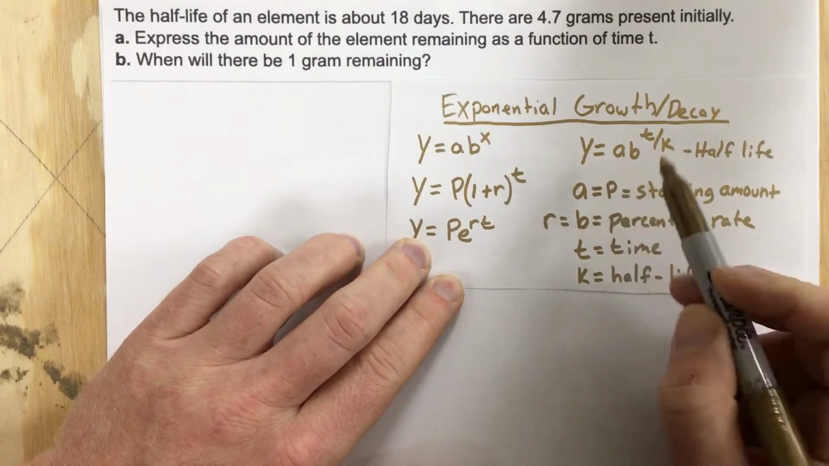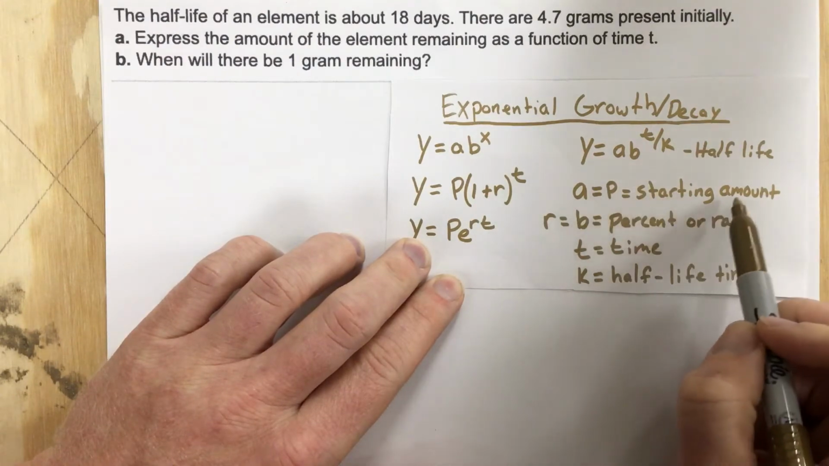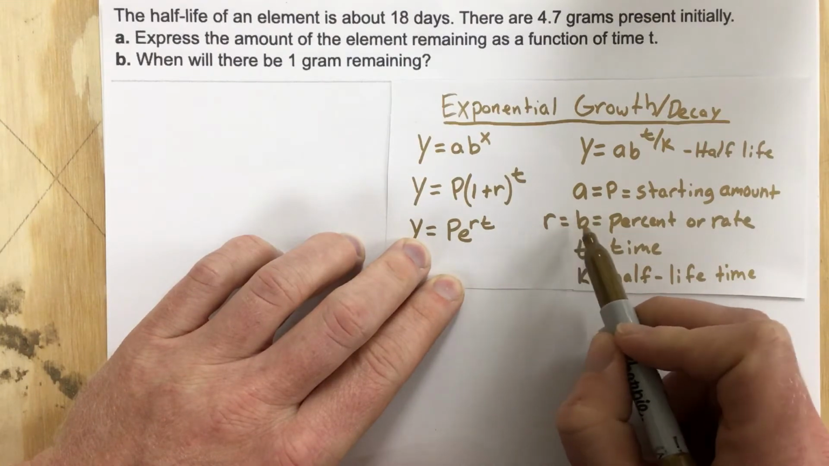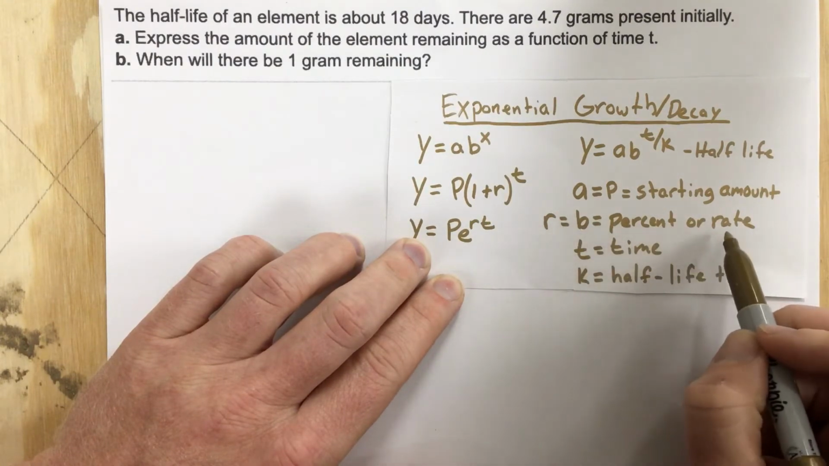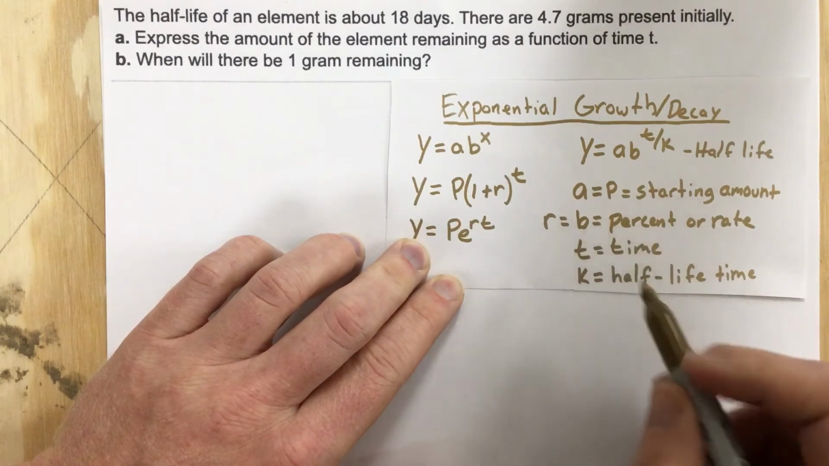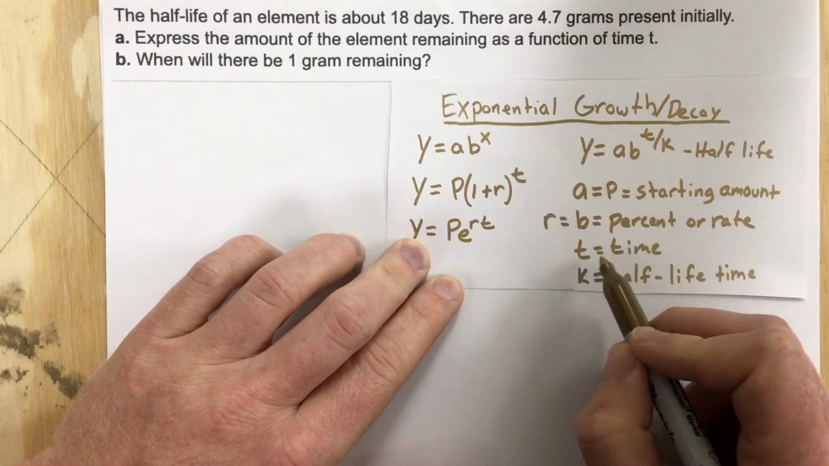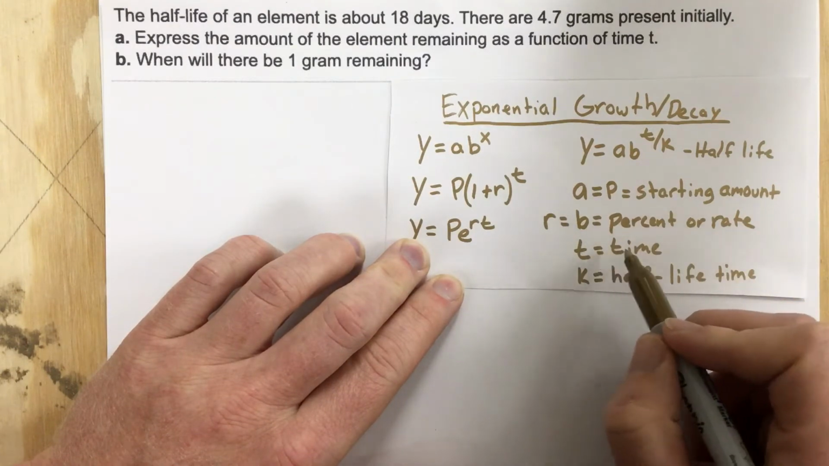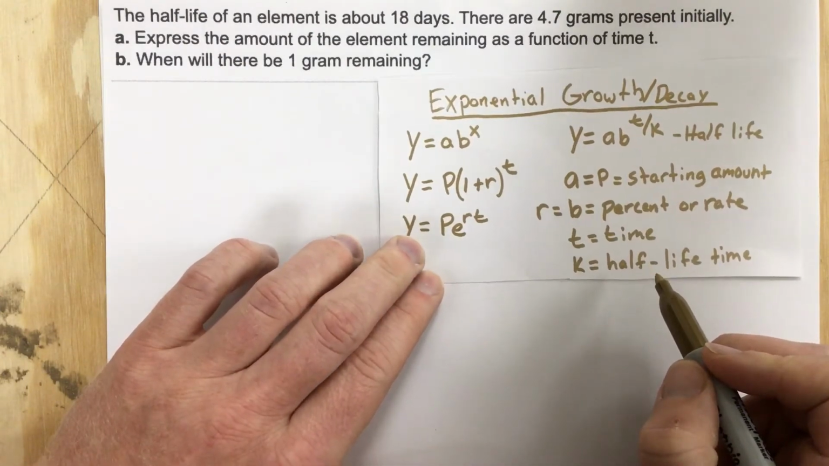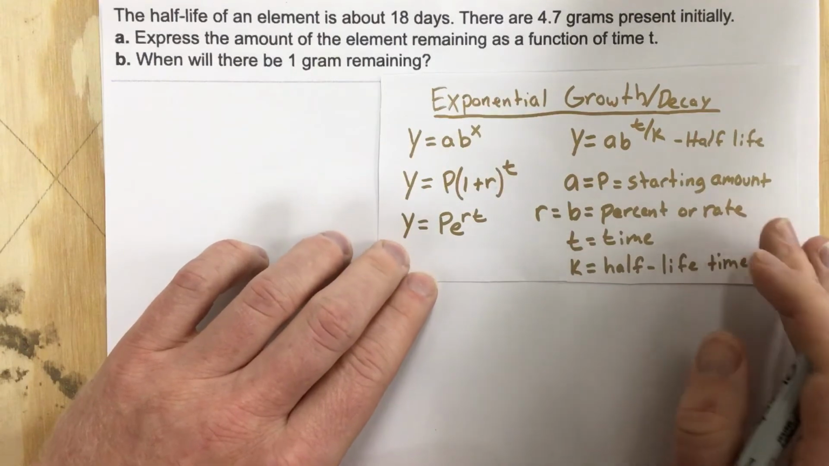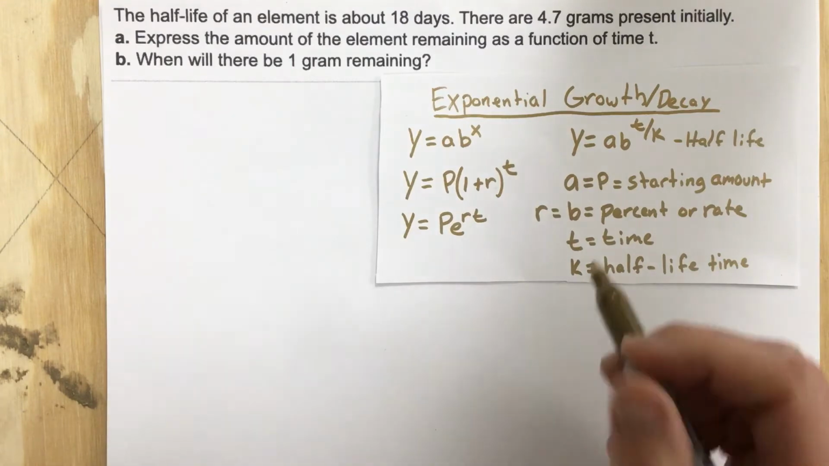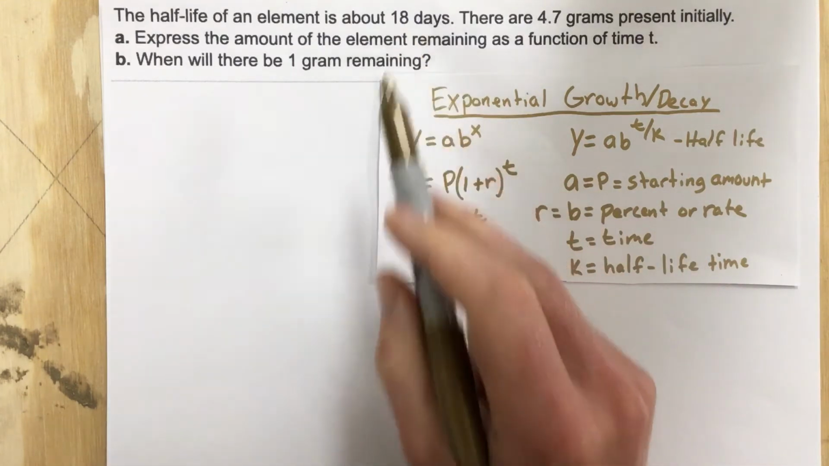And in this formula, we have A, which is the starting amount. We have B or R, in our case, which is the percent or rate. So for us, because it's half-life, that percent or rate is going to be 0.5. And then T is the time, so the total time it takes to decay. And then K is actually the half-life time. So for each element, when we're talking about half-life, they have a certain amount of days which is the half-life of the element. That's what this K value is. And in our case, that's 18.